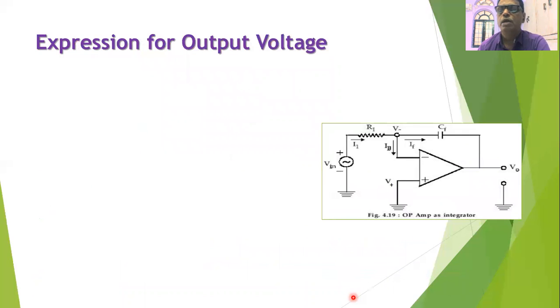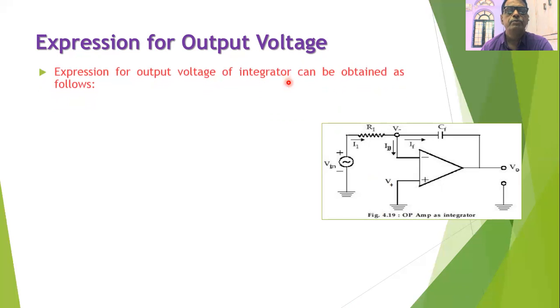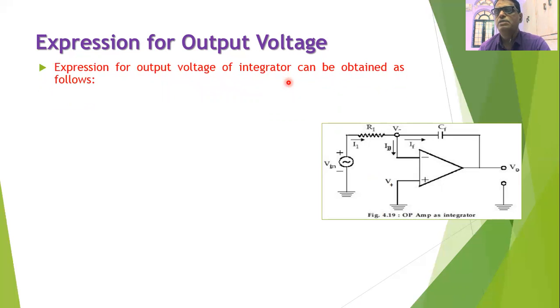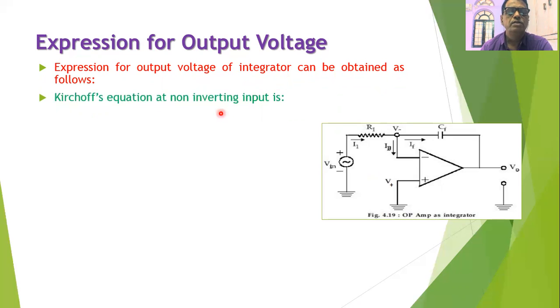Now we can easily prove that this circuit works as an integrator. To prove that, we need to obtain an expression for the output voltage of this circuit. That is, we need to analyze this circuit. Whenever we analyze any operational amplifier circuit, we can do it in 3 steps. In the first step, we will obtain the Kirchhoff's equation at the non-inverting input.